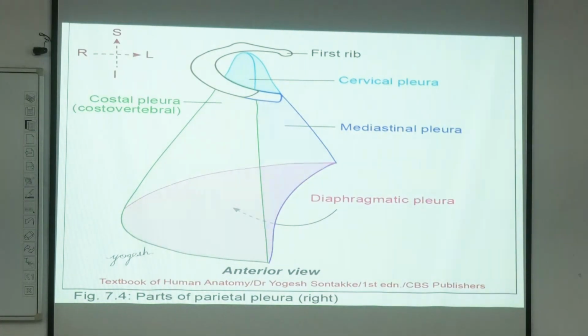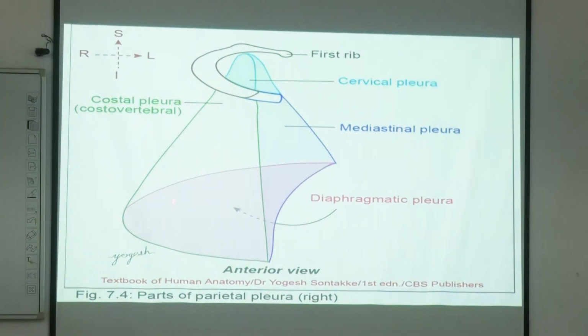This is a schematic diagram of parietal pleura. The portion above the first rib is the cervical pleura. This portion is known as costovertebral pleura, lining the thoracic wall, that is the inner surface of the ribs and the costal cartilages. This is mediastinal pleura, and here is the diaphragmatic pleura.